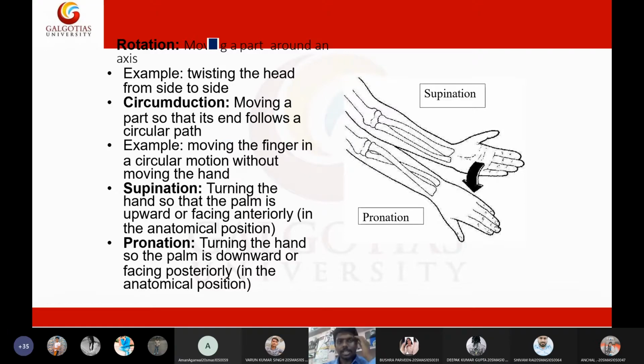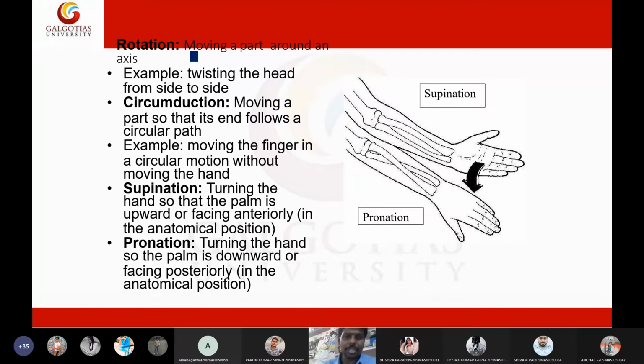Then you have rotation. Rotation means rotation of the head, so that you already know. So rotation means head rotation, whereas circumduction means moving apart, so the end follows a circular path. At the end, the tip of the thumb will start following a circular path. So this is called circumduction.